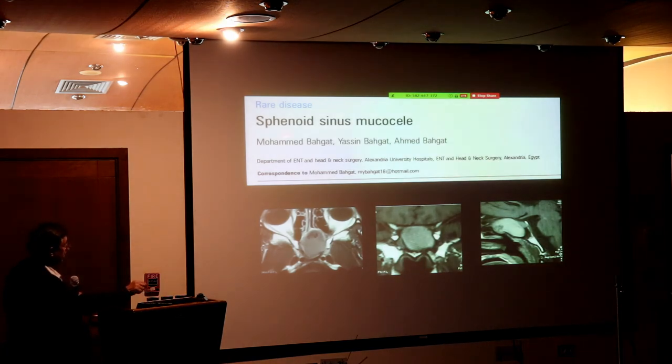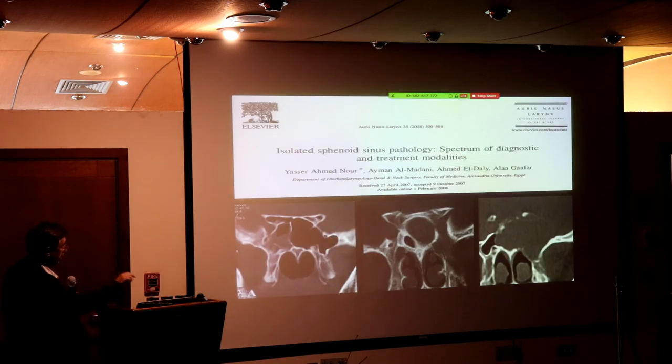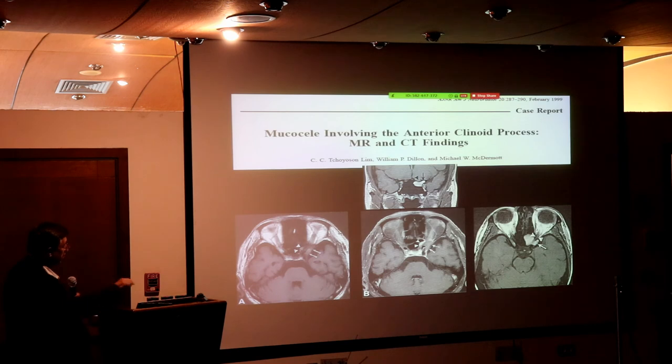Many papers have been published about sphenoid sinus mucocele. Not many, as I said, it is rare, but the ones I could collect are like this. Various papers. Mucocele involving the anterior clinoid, as I said, because it is aerated as part of the sphenoid sinus, and then you will get the mucocele in the anterior clinoid, and it will form the orbital apex syndrome or cavernous sinus syndrome.